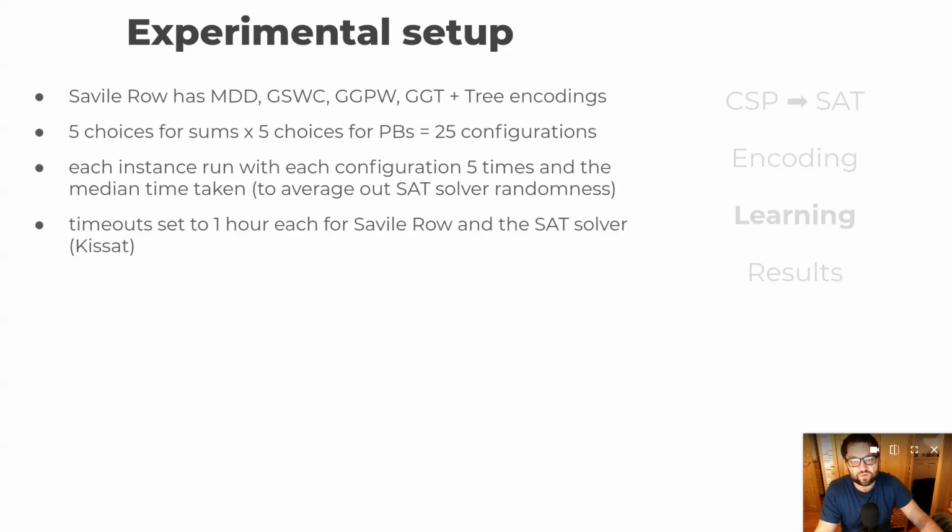It turns out that sums can also be encoded as a pseudo-Boolean constraint with some extra at most 1 constraints. So altogether, that means we can set up 25 configurations. We ran on our cluster, we ran each instance with each of the 25 configurations, and we did it 5 times to average out any variation due to randomness in the SAT solvers.